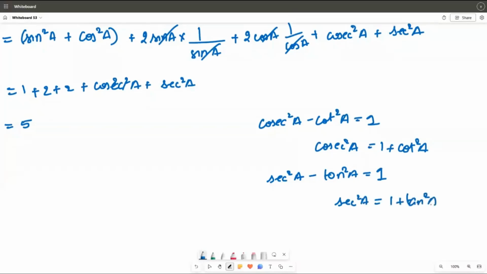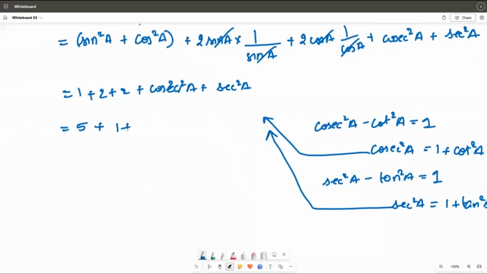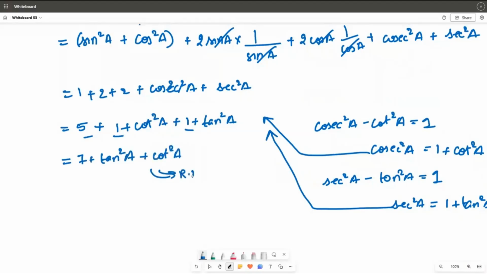So I'm going to replace this cosecant square A and secant square A with the substitutions. In place of cosecant square A, I'll write 1 plus cot square A, and in place of secant square A, I'm going to write 1 plus tan square A. So this 5 plus 2 would be 7, and 7 plus tan square A plus cot square A. That's it. This is the RHS side of the question.